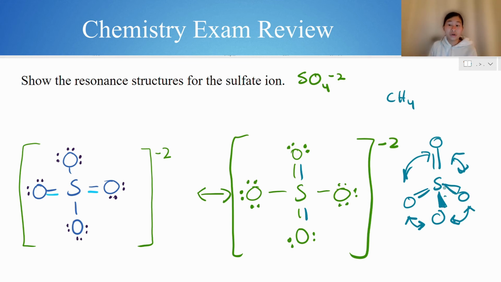You can see this even more clearly if you build a little model of it. So if you get this little molecule kit, and they have like oxygen atoms and bonds and sulfur atoms, and you connect them, you will see that the oxygen atoms are all the same distance apart from each other.